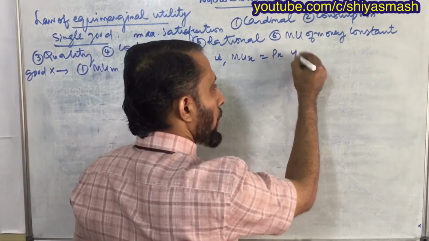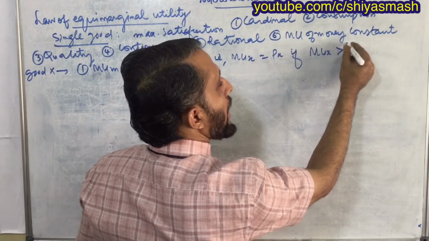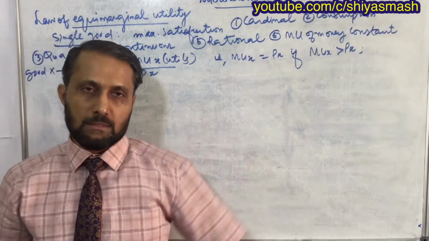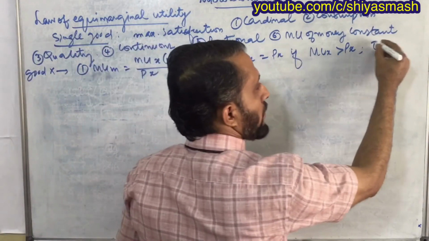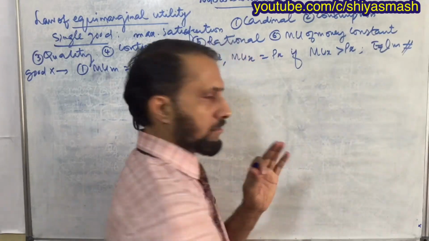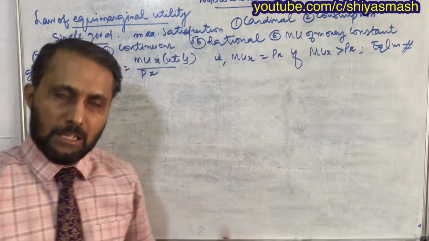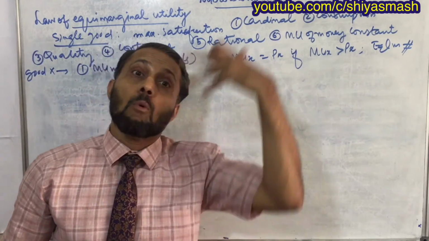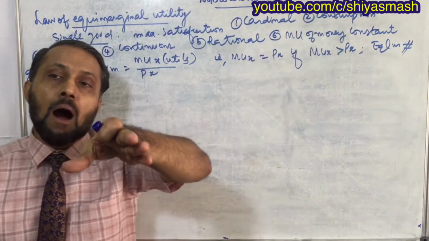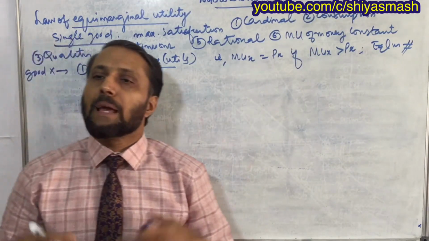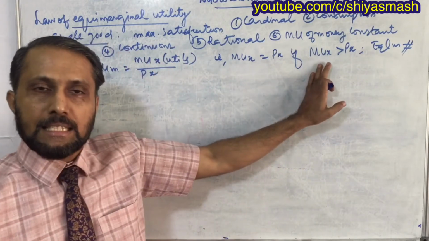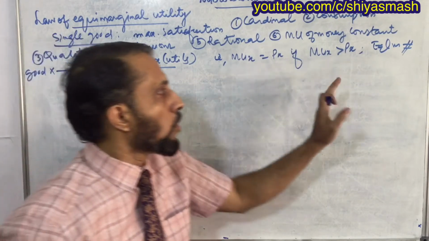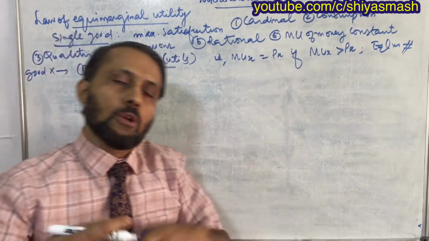First case: if MUx is greater than Px, what will be the situation? If MUx is more than Px, there is no equilibrium condition. Equilibrium does not exist here. Disequilibrium exists. Why is it disequilibrium? The consumer is able to obtain more satisfaction than the amount spent. The benefit is more and the amount spent is less, so he will continue the consumption.